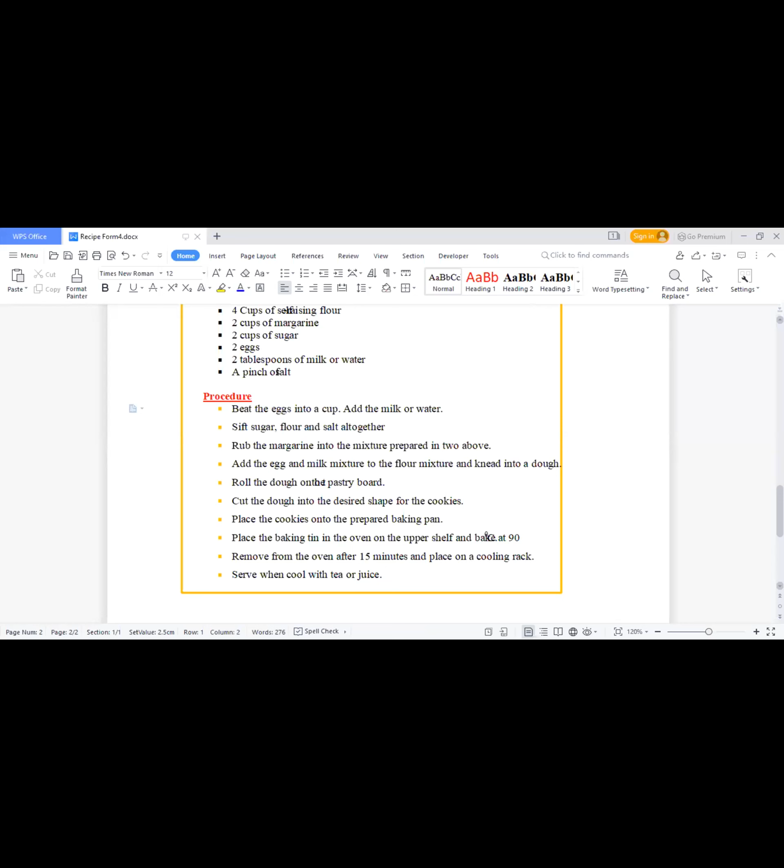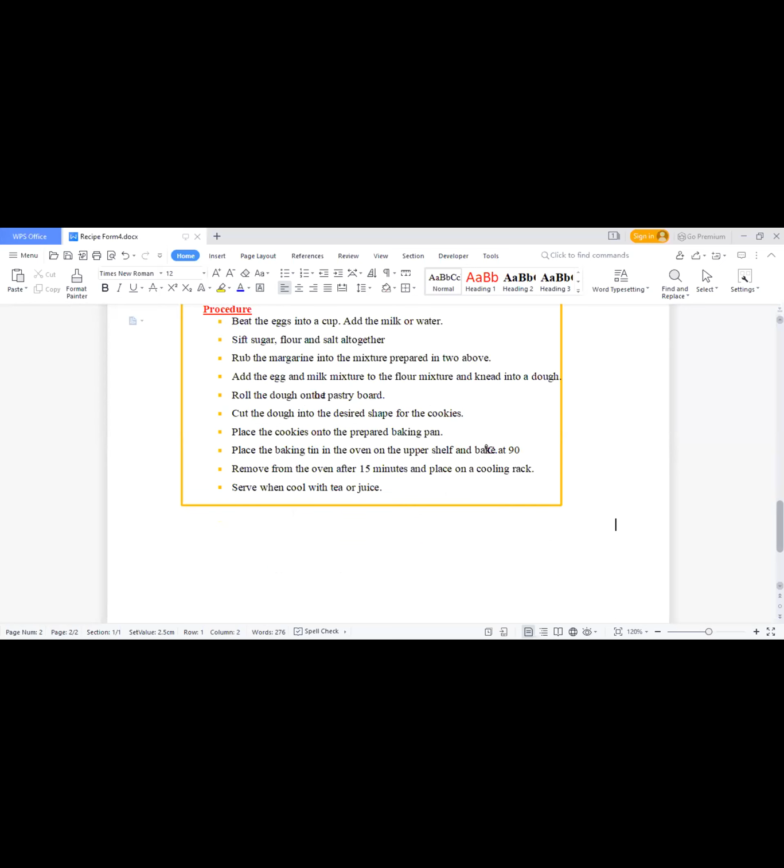Add the egg and milk mixture to the flour mixture and knead into a dough. Roll the dough onto the pastry board. Cut the dough into the desired shapes for the cookies. Place the cookies onto the prepared baking pan. Place the baking tin in the oven on the upper shelf and bake at 90. Remove from the oven after 15 minutes and place on a cooling rack. Serve when cool with tea or juice.